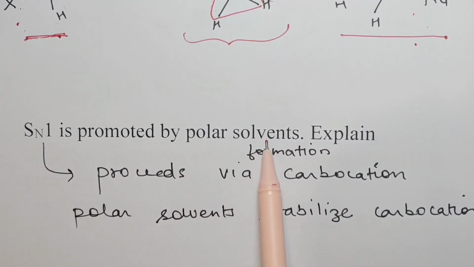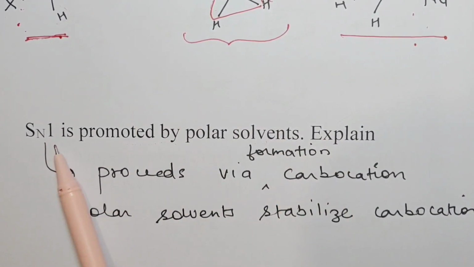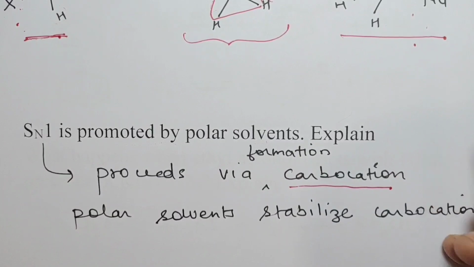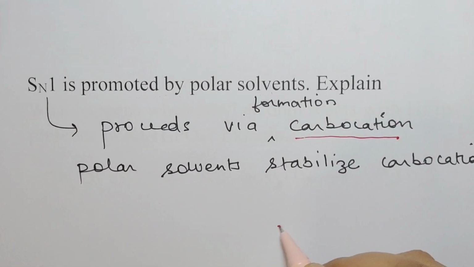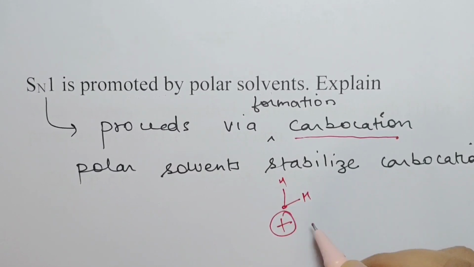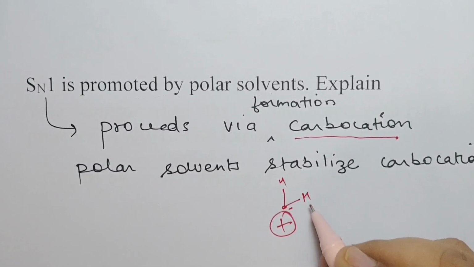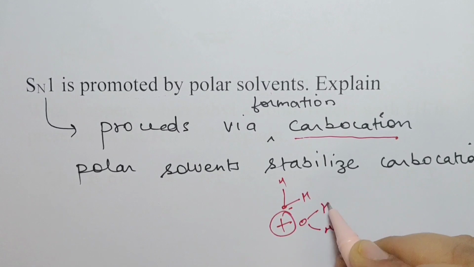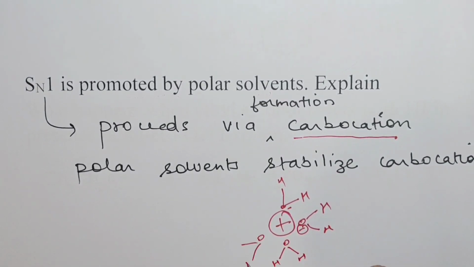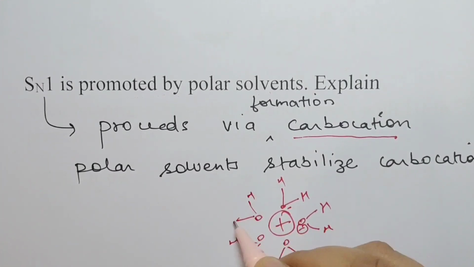SN1 is promoted by polar solvents. Why? SN1 is promoted by polar solvents because it proceeds via formation of a carbocation, and polar solvents can stabilize the carbocation. How would they stabilize it? Let's say this is the carbocation, and water is a polar solvent. The negative end of the polar solvent would make a solvation sphere around the carbocation. So that would stabilize the carbocation.